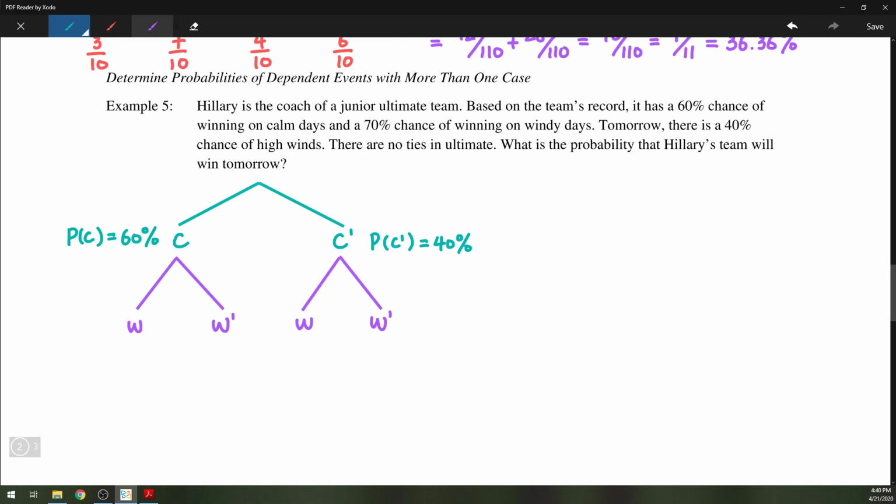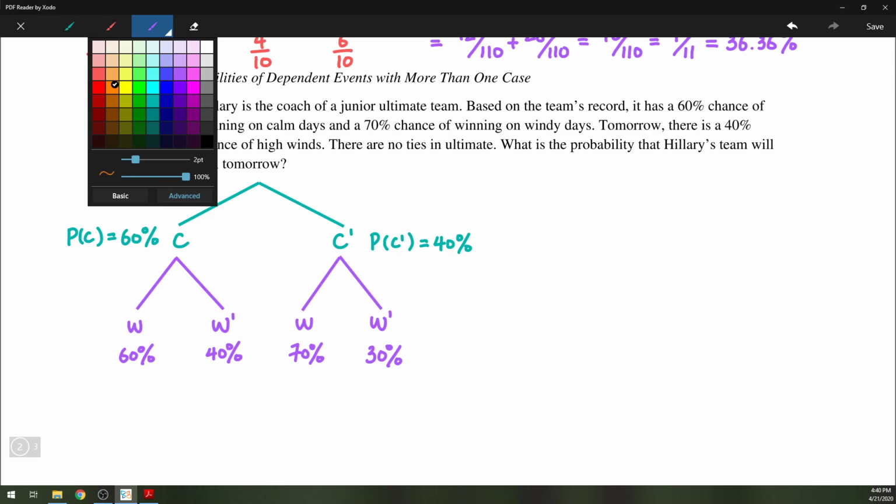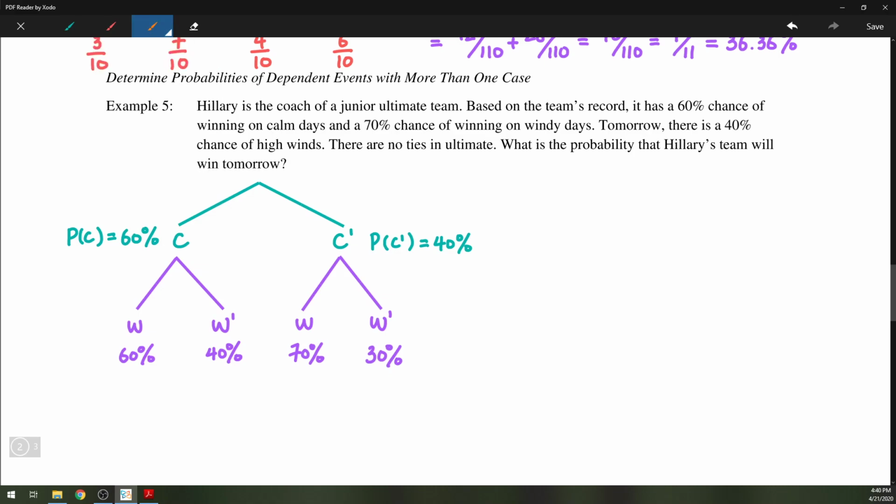All right. So on calm days, the team has a 60% chance of winning. So this is 60%. If it doesn't win, it loses, so 40% here. And then a 70% chance, so a better chance of winning on windy days, or just not calm days in general, versus a 30% chance of not winning. So, similar to the last example then, the probability of a win is equal to the probability of winning and it being calm, plus the probability of winning when it is not calm.